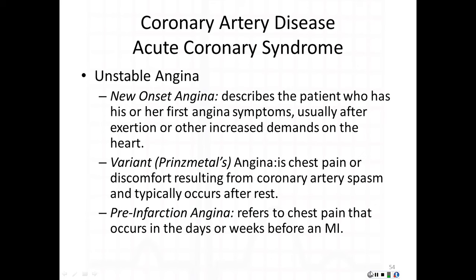Many times they'll get these patients into the cath lab, do a cath, and their coronary arteries are clear. And so that's really how you get the diagnosis of variant angina. Now, pre-infarction angina basically just refers to chest pain that occurs in days or weeks before an MI. It's kind of a warning sign for these patients. So those are some of the things that you may see.